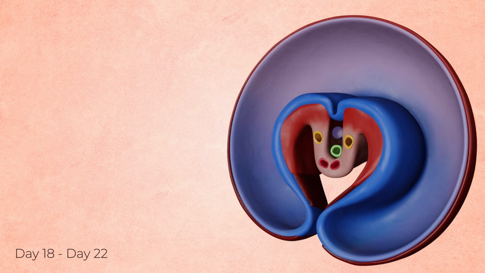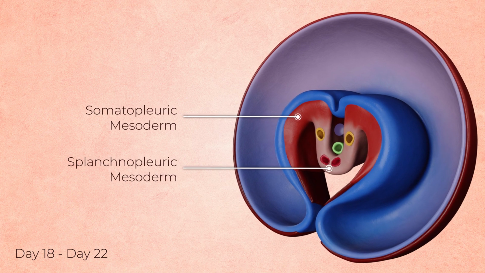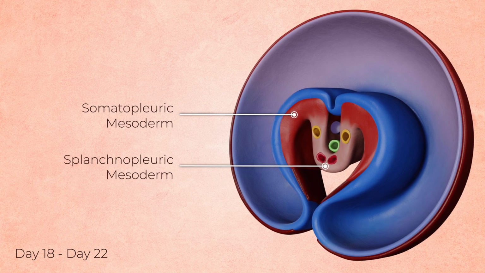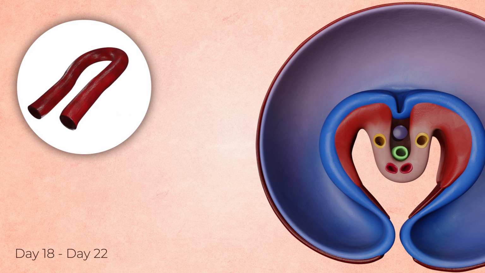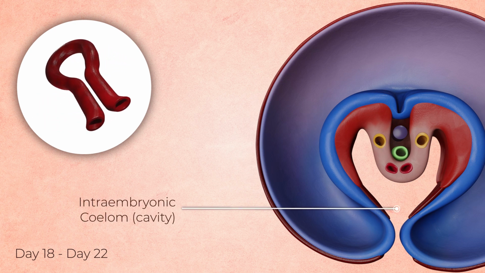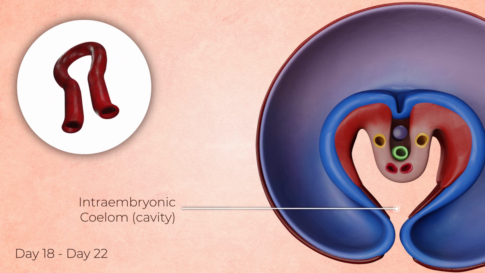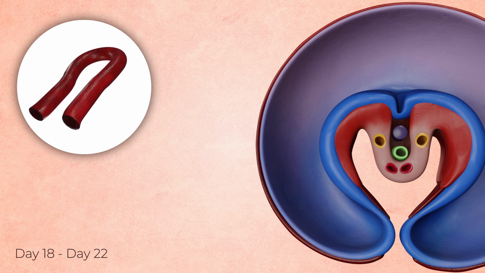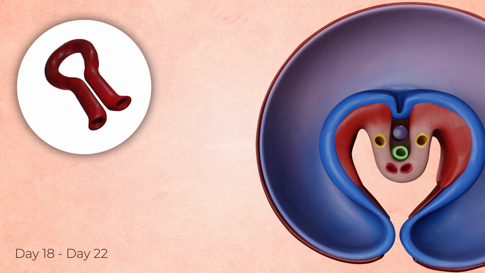The splanchnopleuric mesoderm along with paired endocardial tubes fuses in the midline. So does the somatopleuric mesoderm. The space between these 2 layers of lateral plate mesoderm is known as the intraembryonic cavity. After lateral folding, this space forms the pericardial cavity surrounding the cardiac tube.